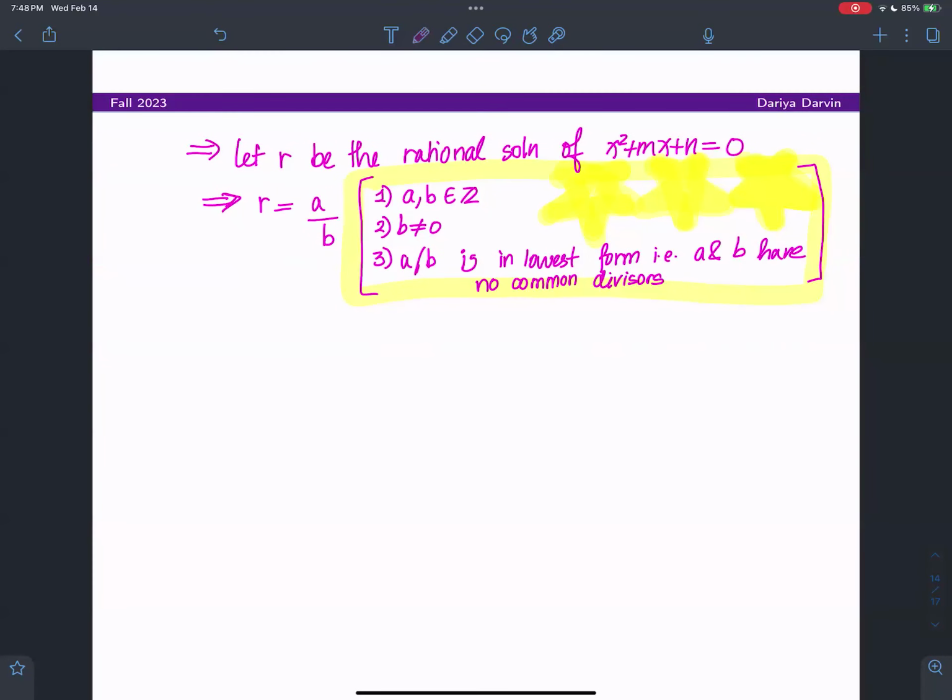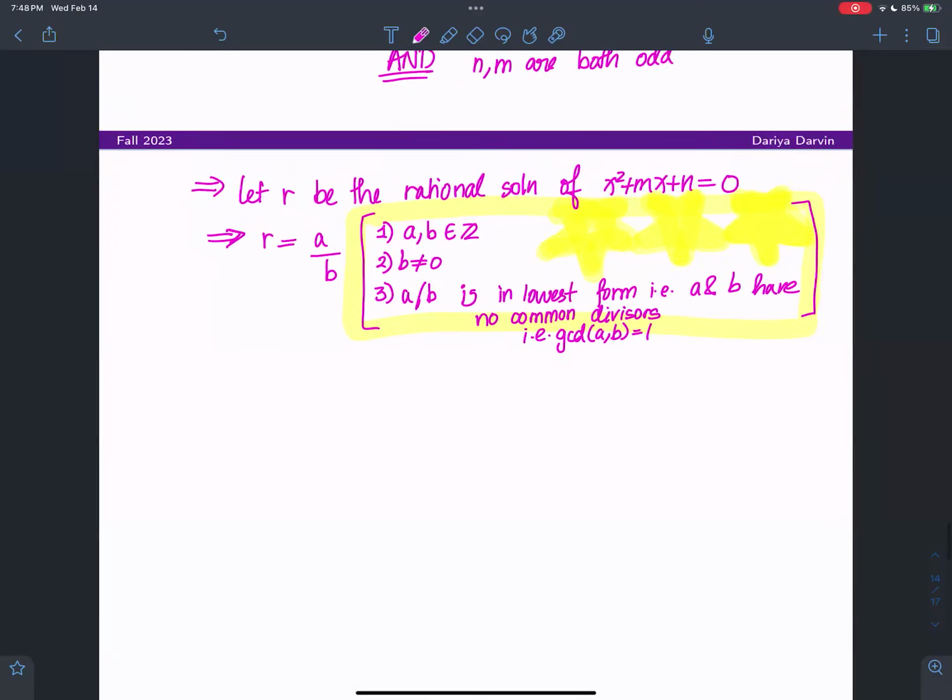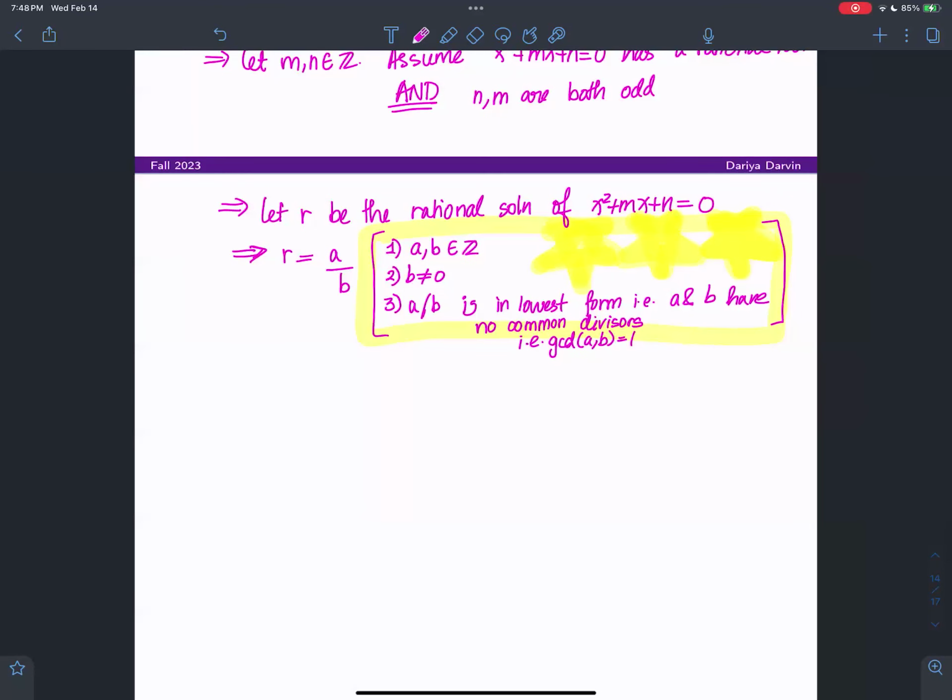In the last step, you can also write GCD. If you know what GCD is, you can say that. It's up to you how you word it. Basically, it means you have no 2 by 4 or 3 by 6, nothing like that. It's written as 1 by 2. You can't make it any smaller. It's written in the lowest form possible. Now the second assumption is n and m are both odd.